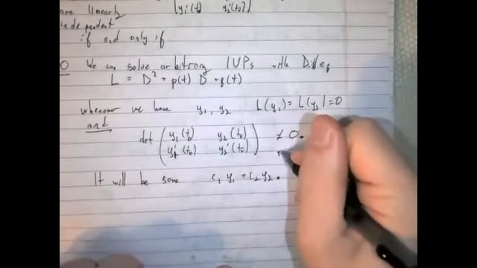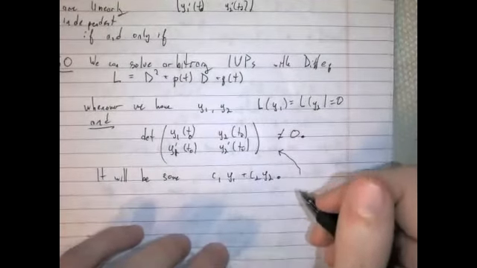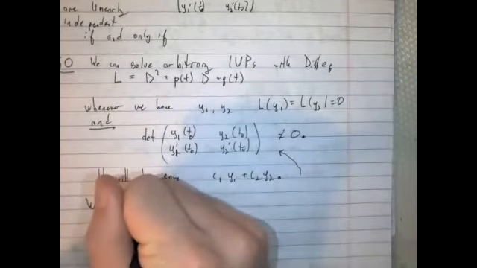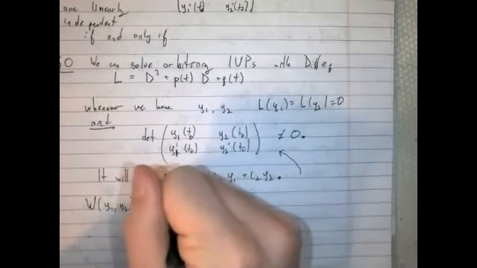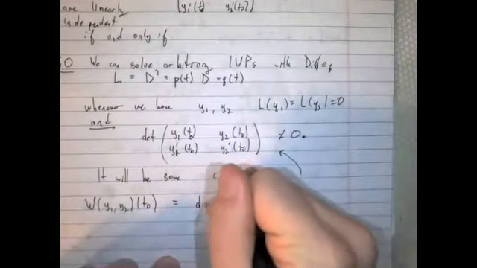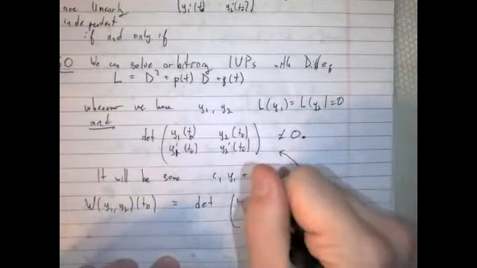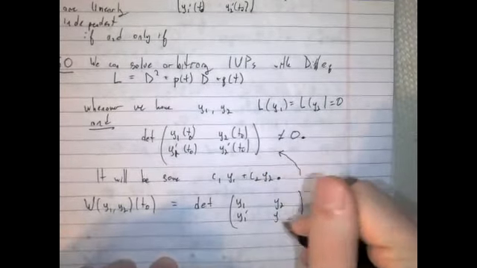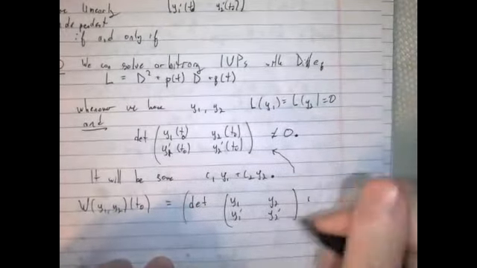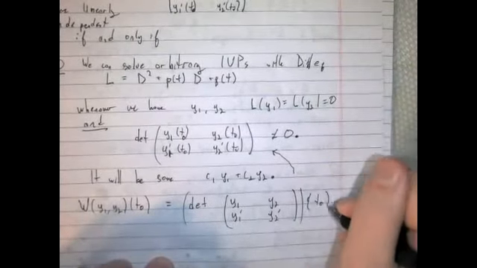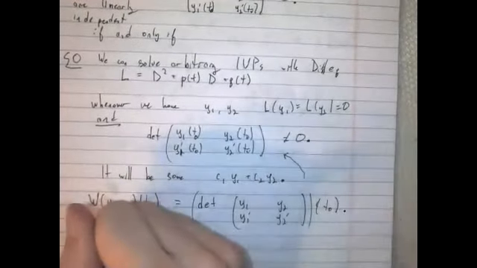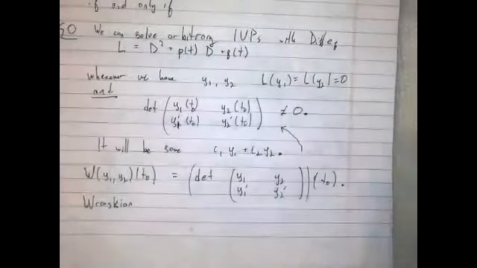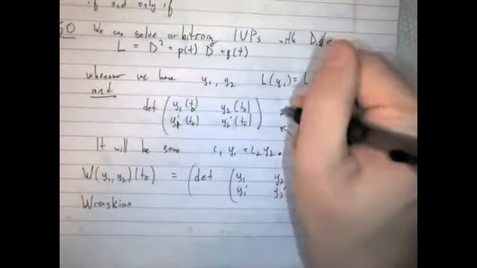This particular kind of determinant is called the Wronskian of the two solutions. So we'll write W of y1, y2 at t0 to be equal to the determinant of y1, y1 prime, y2, y2 prime, evaluated at t0. Wronskian. Wait, did you say that the vectors are linearly independent if the determinant is equal to 0 or if it's not? Not equal to 0.